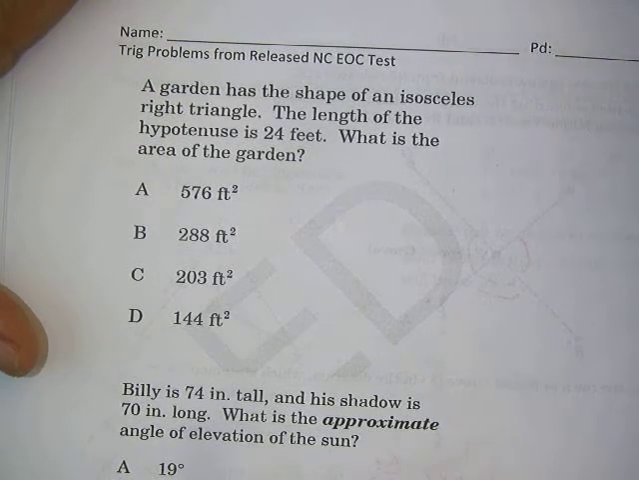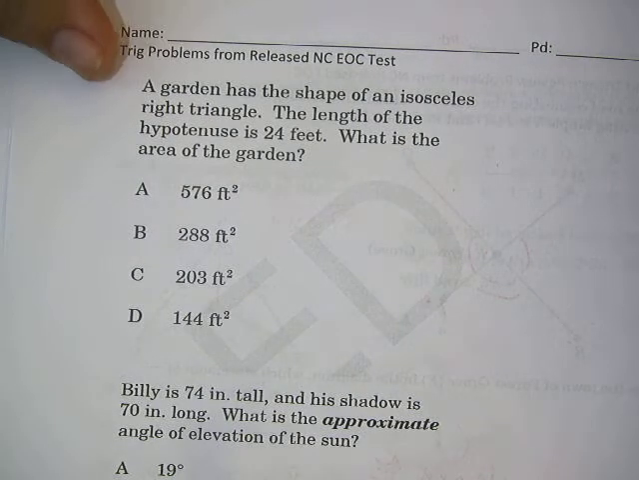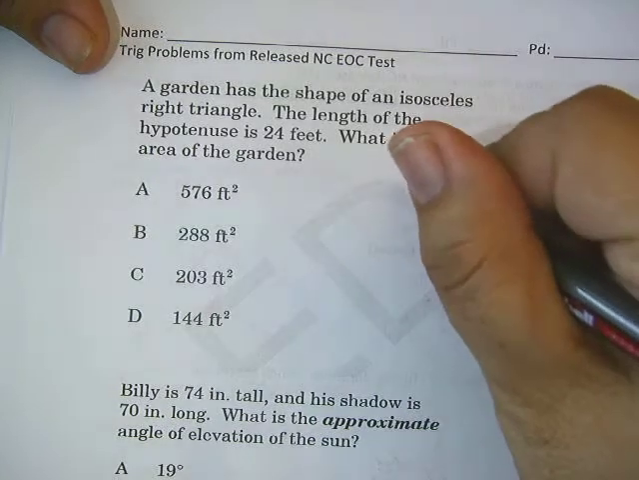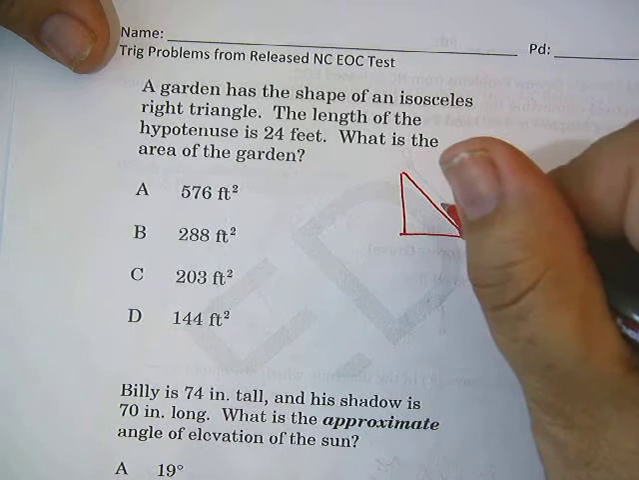Okay, page 10 on the review packet says trig problems from released EOC test. A garden has the shape of an isosceles right triangle. The length of the hypotenuse is 24 feet. What is the area of the garden?